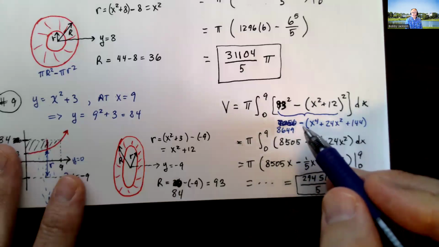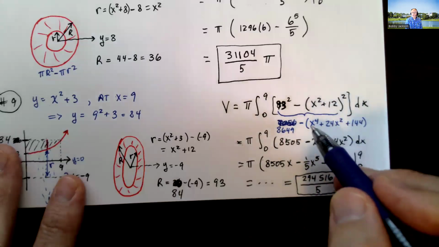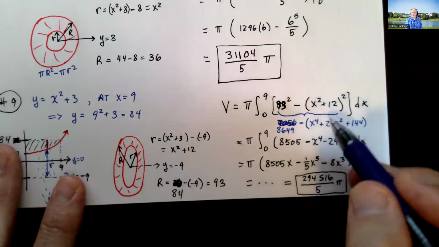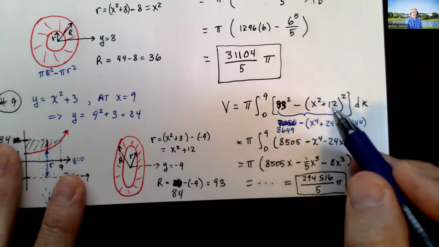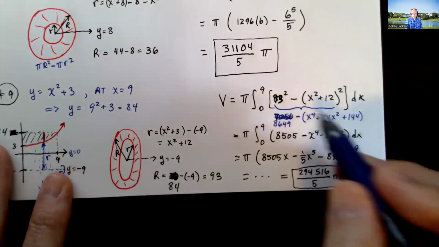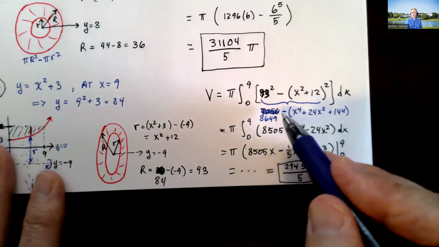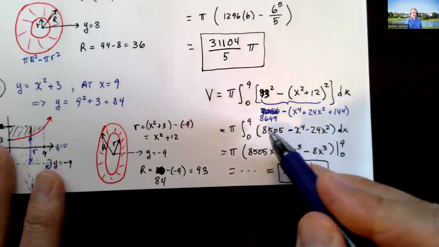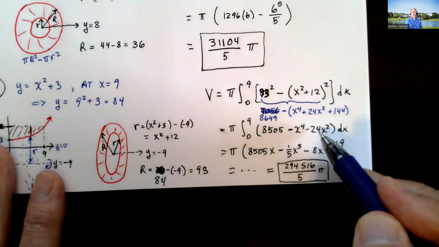8,649 minus, and then be careful, when I square this out, I get the first is x to the fourth, x squared times x squared. The inner and outer are both 12x squared, so a total of 24x squared. And last gives me 144, if I FOIL that out. And then being careful here, 8649 minus 144 is 8505, minus x to the fourth minus 24x squared.